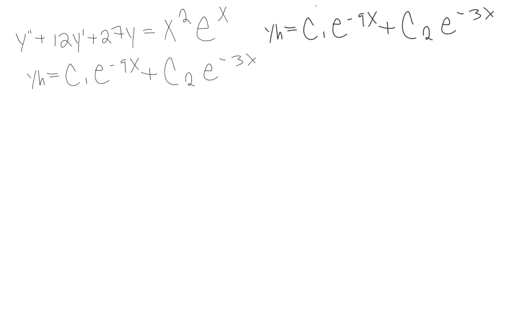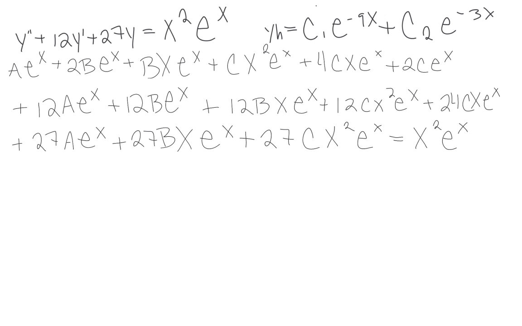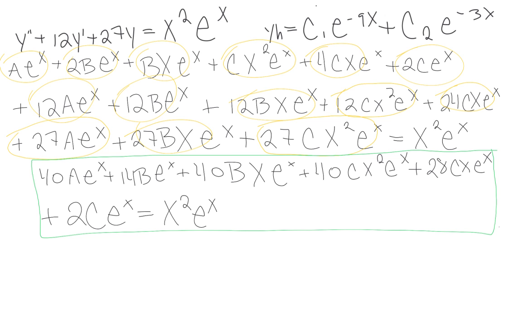At this point, the particular solution and its subsequent derivatives can be substituted into the differential equation. After setting everything up and prior to combining like terms, this is what I end up with. Do note that I went ahead and multiplied the numbers 12 and 27 by y prime and y respectively. So after combining like terms, what I have boxed here in green is my end result.